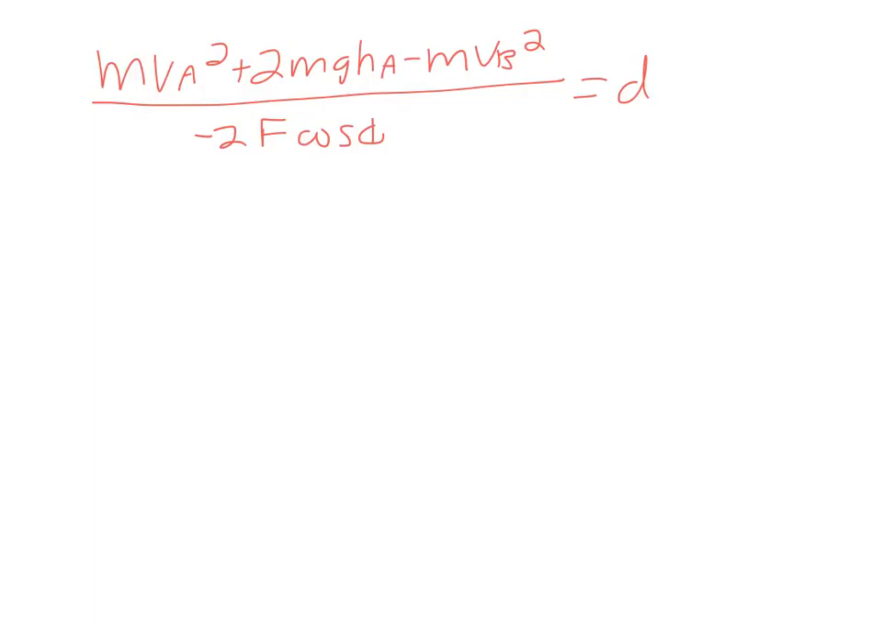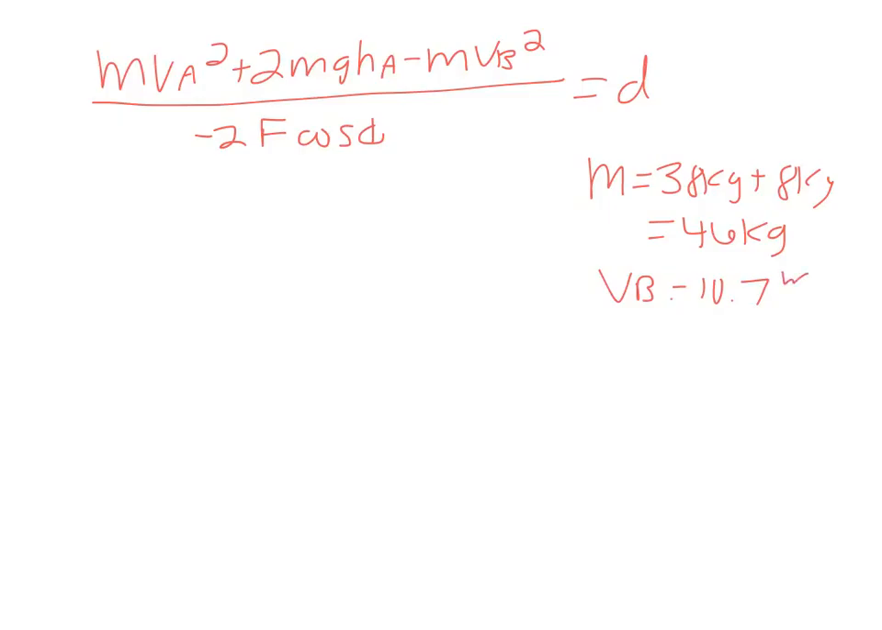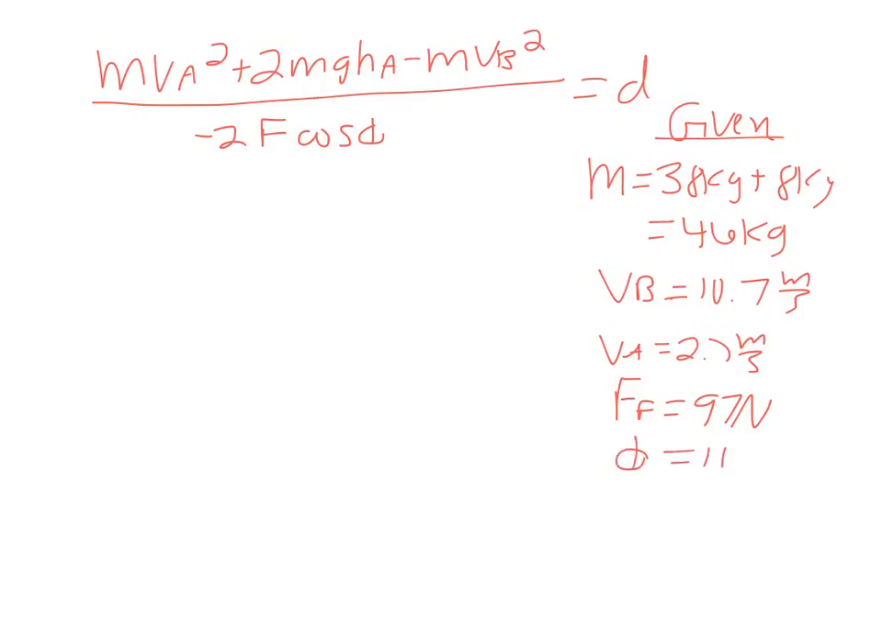We knew the mass. So the mass was mass of Billy, 38 kilograms, plus mass of the sled, 8 kilograms. So my total mass is 46 kilograms. It told us that the speed at B was 10.7 meters per second. We found the speed at A in part A, so we know that the speed at A is 2.7 meters per second. Everything else was the same, so we know the height at A, and it also told us that the frictional force was equal to 97 newtons. These are givens. Because friction works against the motion, phi is 180 degrees, and we're looking for D.